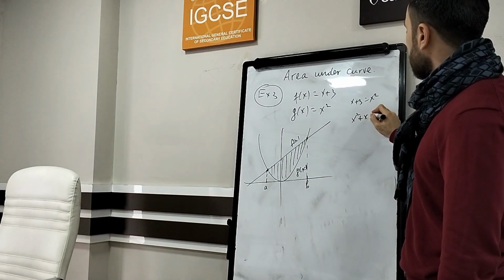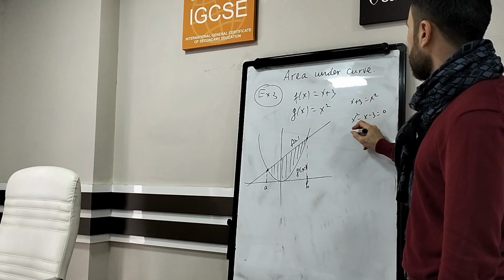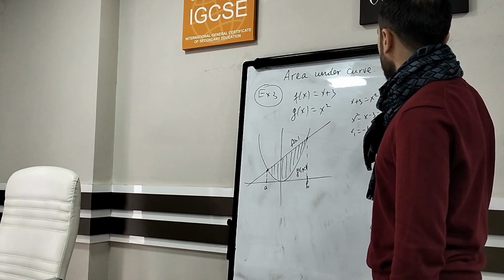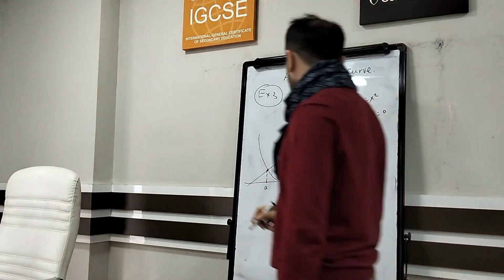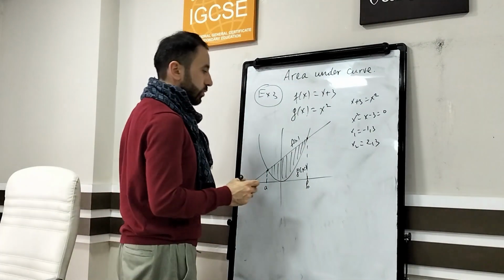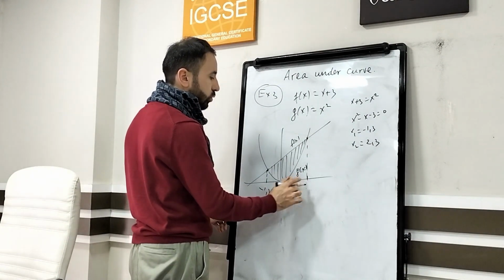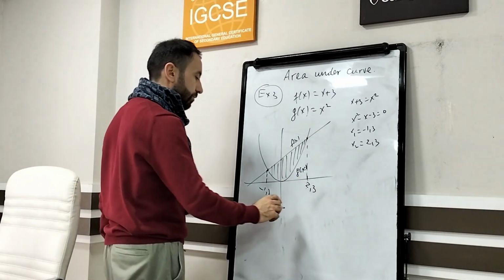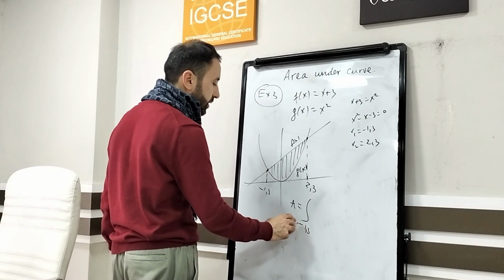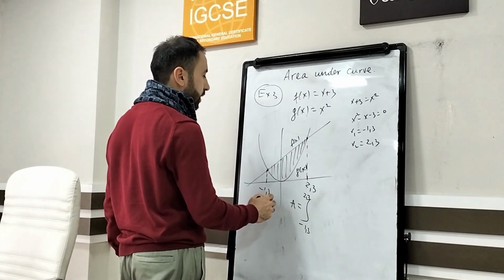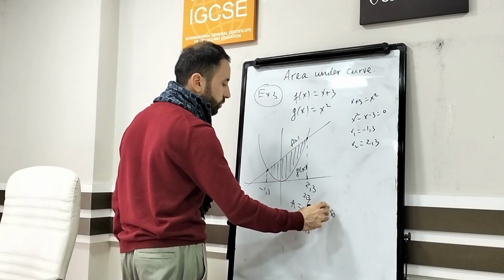If we need to find a and b, we equalize the functions, then we find a and b. X squared plus x minus x minus 3 equal to 0, we solve it. X1 is minus 1.3, x2 is 2.3. For these values, minus 1.3 and 2.3, let's calculate the area. Area of the bounded section is equal to the integral from minus 1.3 to 2.3 of the straight line x plus 3 minus x squared dx.